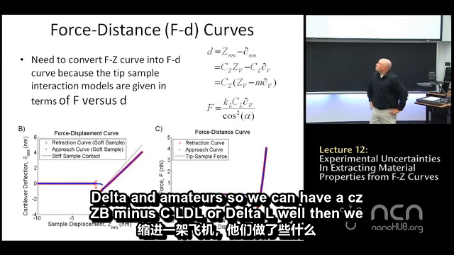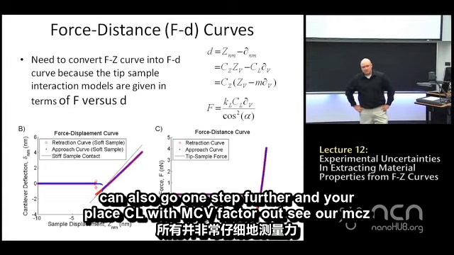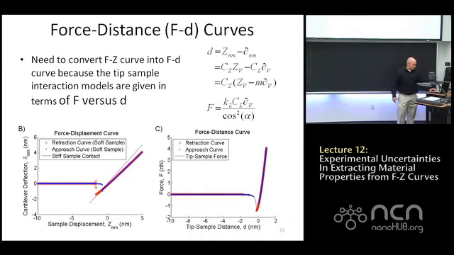Well, then we can also go one step further, and we can replace CL with MCV, factor out MCZ, factor out CZ, and we're left with this equation. Oh, sorry, go ahead. That applies for any type of tip, whether it's round or... Yeah, this is true in general.